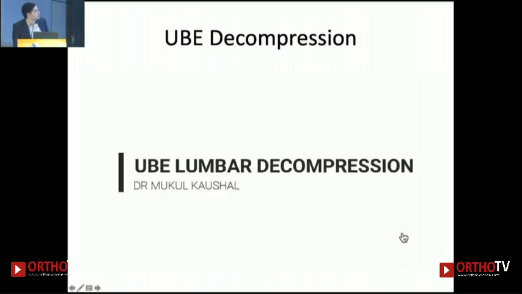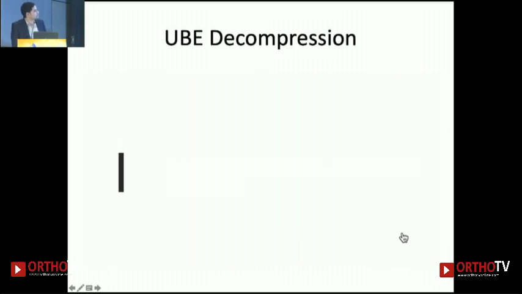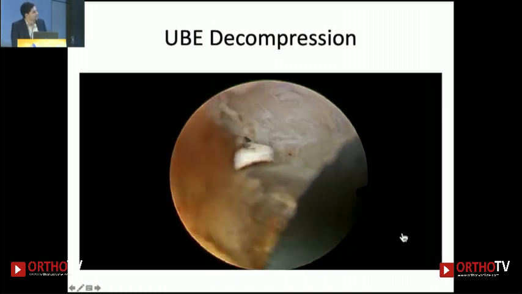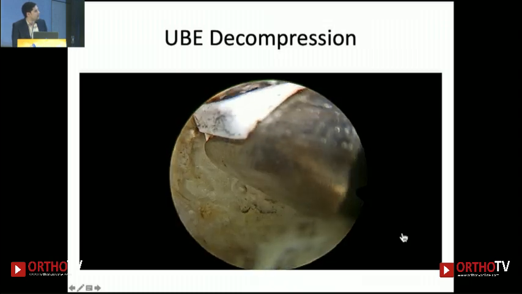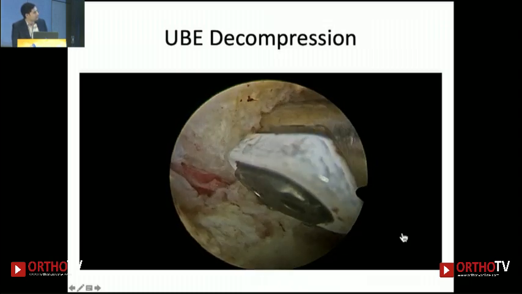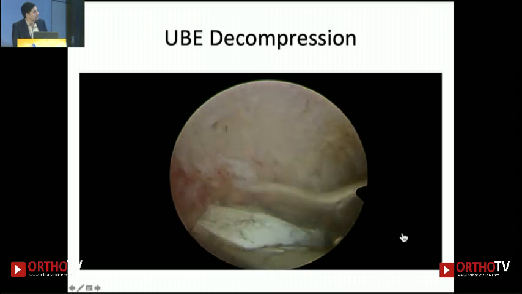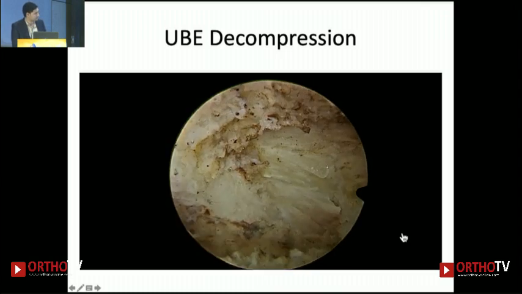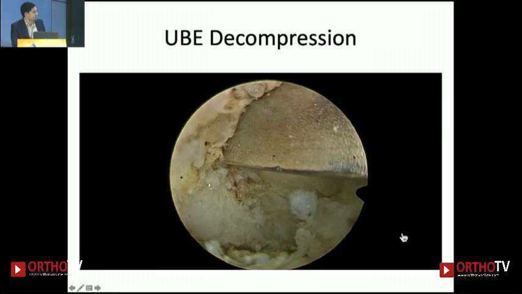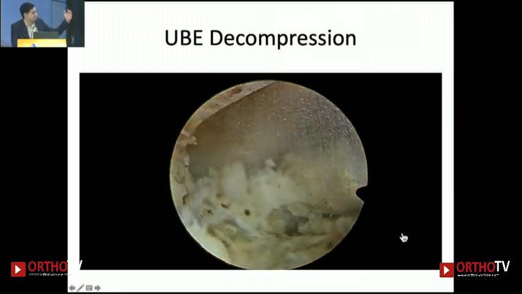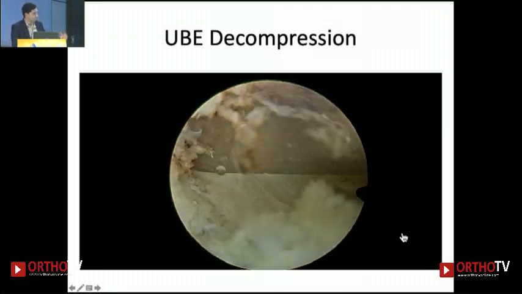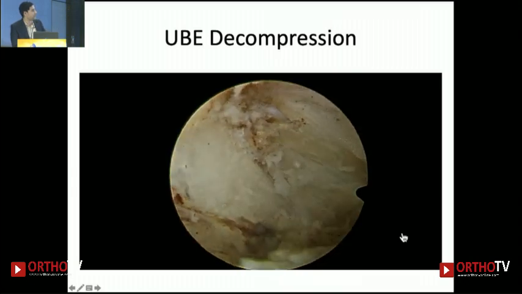So this is a video of a UBE lumbar decompression. That's the picture which you get initially. You land on the lamina. You clear off this fibrofatty tissue over the lamina and clear the interlaminar window with the radiofrequency device. Then I try to find where is the base of my spinous process, because that's my initial working area.